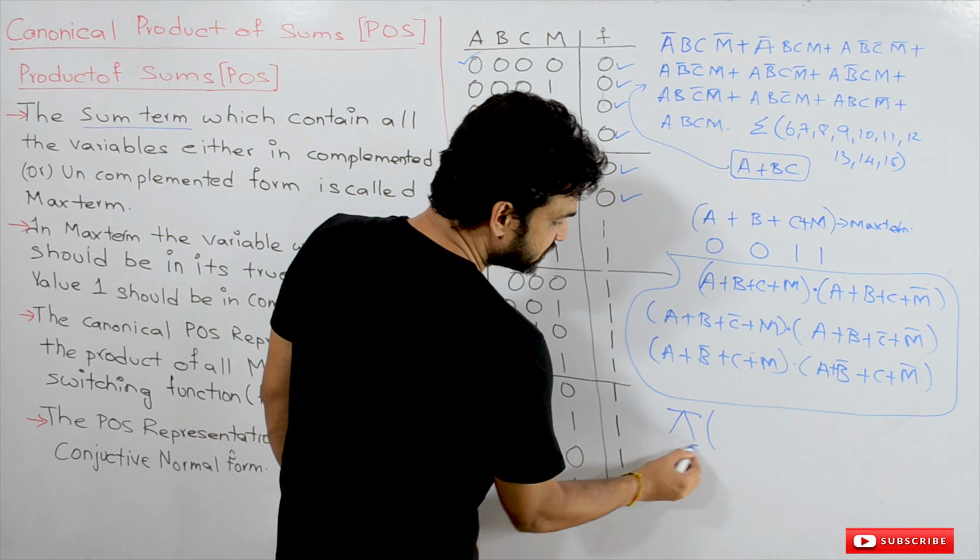So what is the input for which it is going to produce an output of 0? It is 0 plus 0 plus 0 plus 0. For example, if you take this 0 plus 0 plus 0 plus 1, for this input only it is going to produce an output of 0. You take any other term, it will not produce an output of 0.